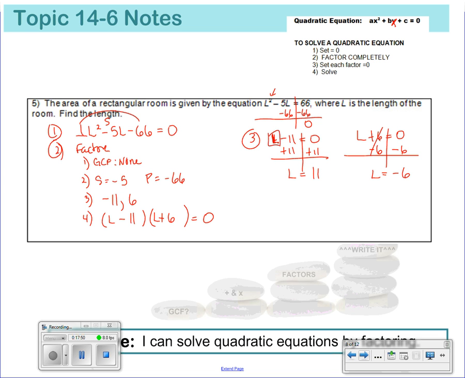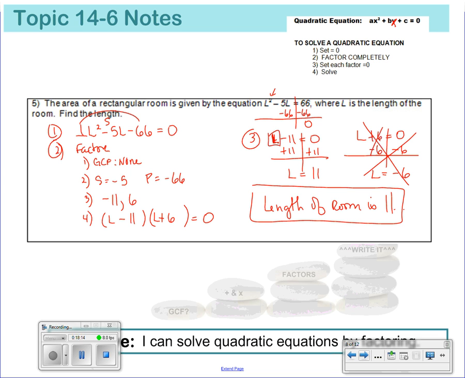This was a word problem. We need to answer the question. The length of the room is, now we have 2 possibilities. It's either 11 or it's negative 6. Remember, can we have a negative length of a room? The answer is no, so we cross that out. The length of the room is 11. Again, we cannot have a negative length. How would you measure a negative length?